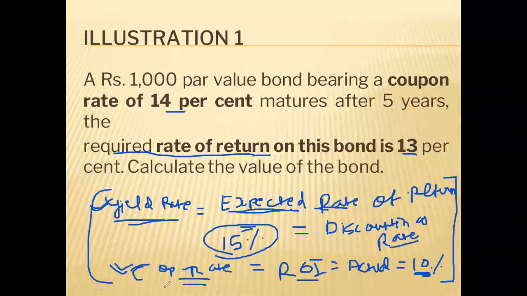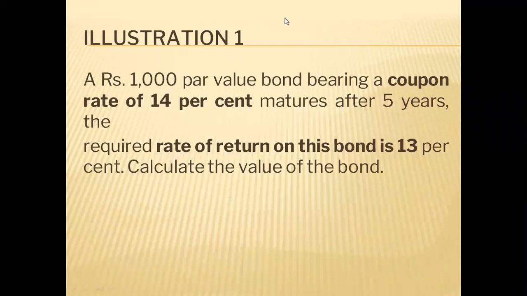And coupon rate, interest rate, this will be the actual rate, and this will be used for calculating your interest cash flow from the bond. So these are the two different rates, and these two rates are related to each other. Based on this, we can predict or calculate the intrinsic value of the bond accordingly. So for this, we will first read illustration number 1.